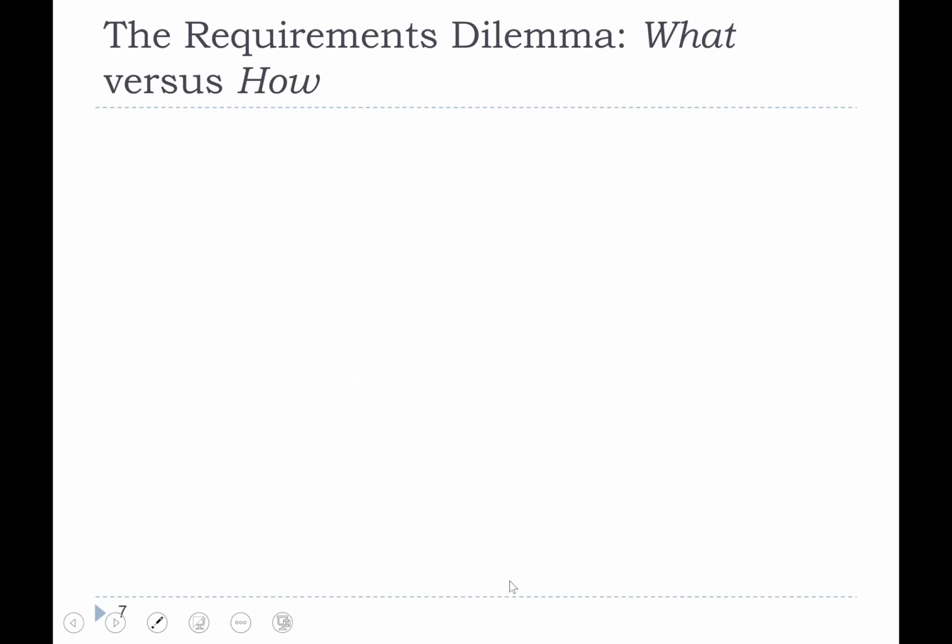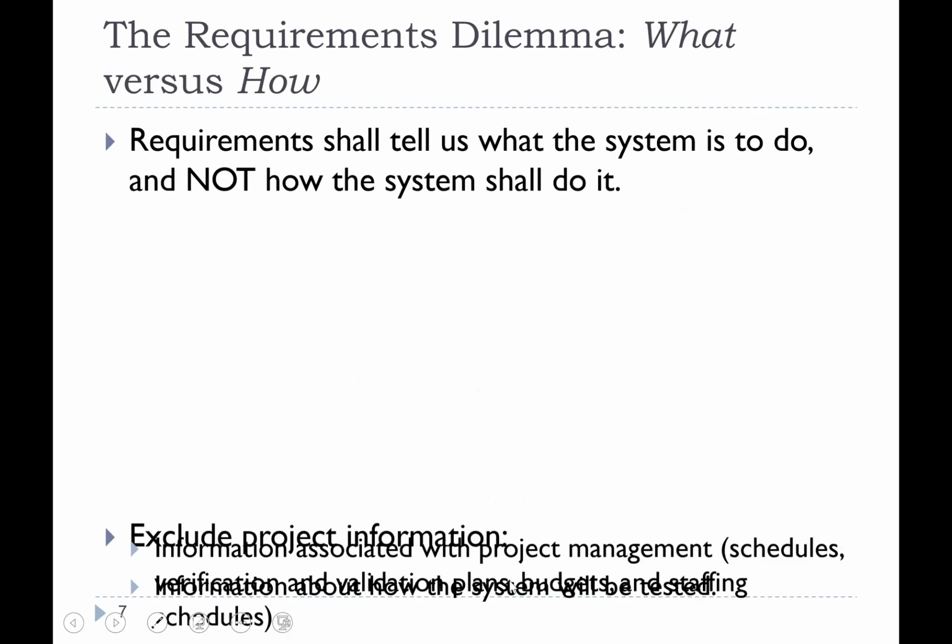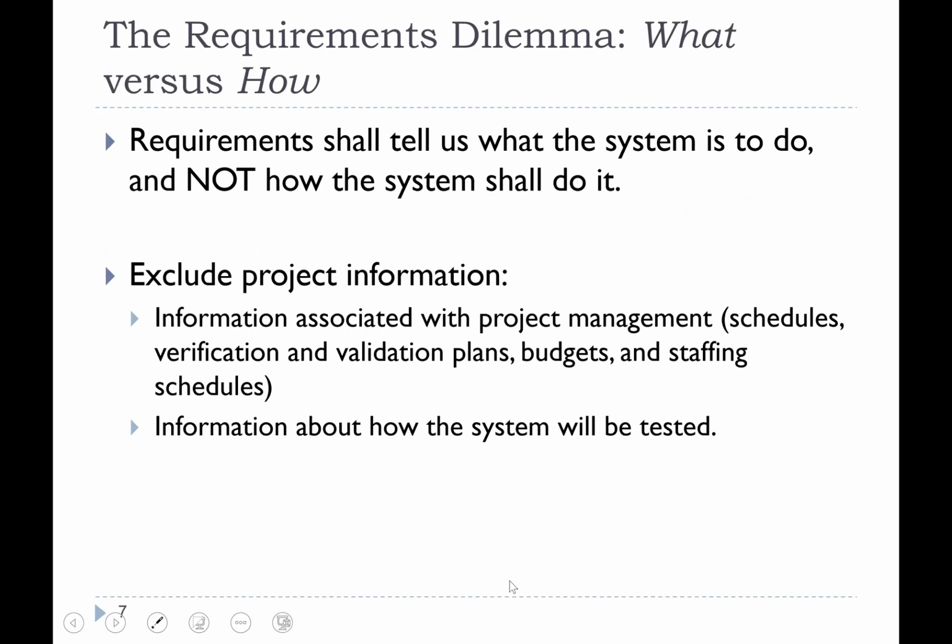Now, requirements engineering is supposed to tell us the what, not the how. We should exclude things from our requirements that talk about, for example, project management information, like Hussein is going to be doing this. There's no place for that in requirements engineering. Are we going to do this in 3 months? It's got nothing to do with requirements engineering. Three months has nothing to do with what the software is going to do at the end.